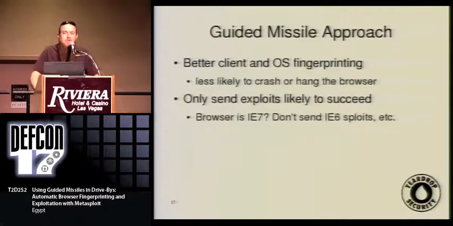And once we figure out what the target is, we're much less likely to crash or hang it or get that stupid little dialogue that says, this script has been running too long, please don't give me my shell. So we only send exploits that are likely to succeed. It doesn't make sense to send Firefox exploits to IE or IE6 exploits to IE7. So having fingerprinting gives us a much more granular way of deciding which exploits to send.